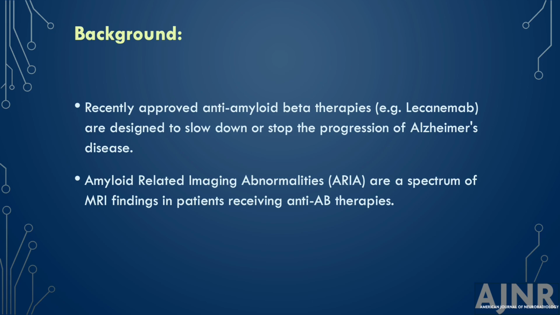FDA has recently approved anti-amyloid beta therapies such as lecanemab to slow down or stop the progression of Alzheimer's disease. Patients will receive baseline MRI to evaluate eligibility for treatment and regular post-treatment follow-up MRIs to assess for ARIA. Amyloid-related imaging abnormalities, also known as ARIA, are a spectrum of MRI findings in patients receiving anti-amyloid beta therapies, which we will talk about later in this presentation.